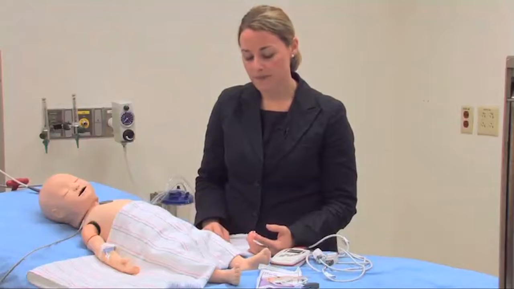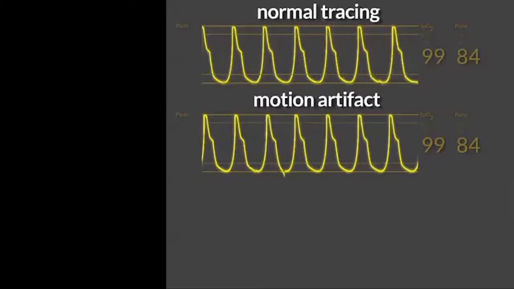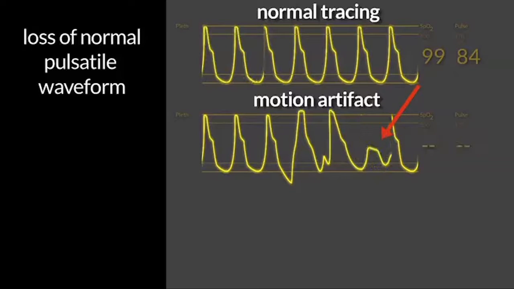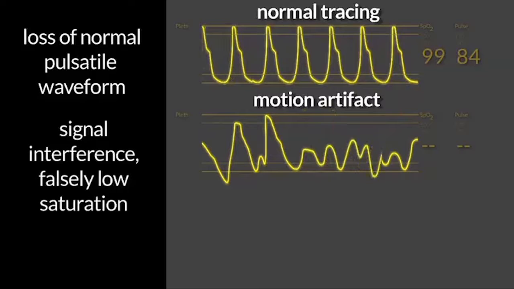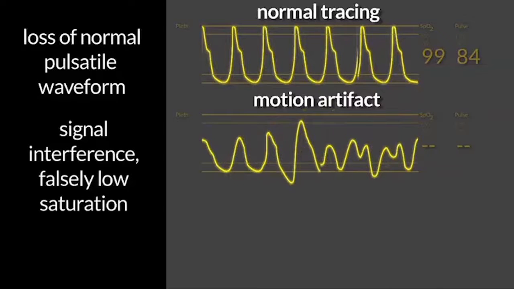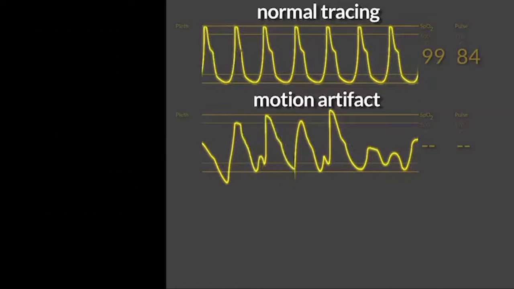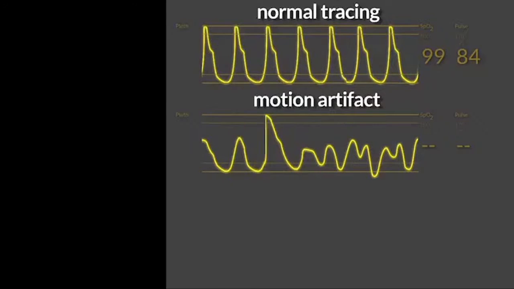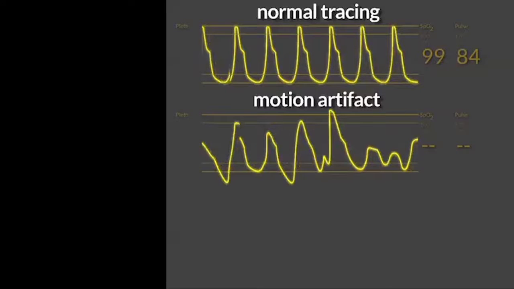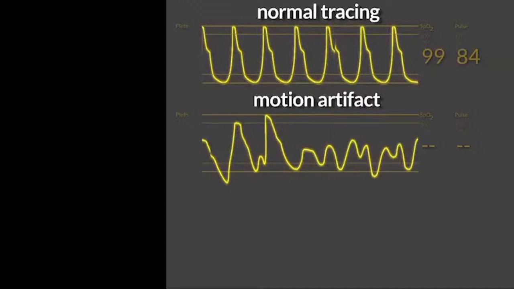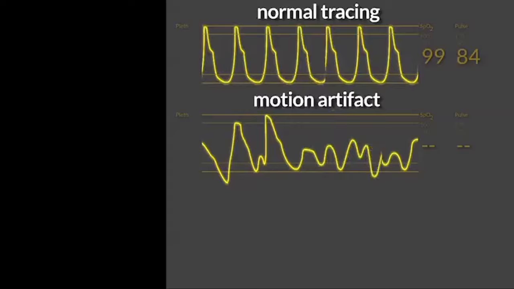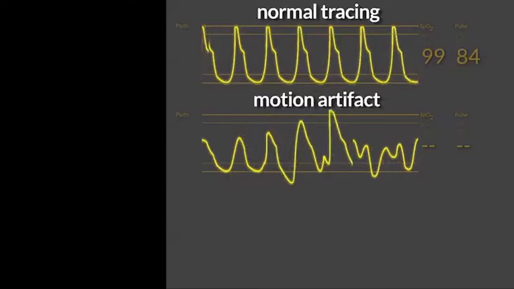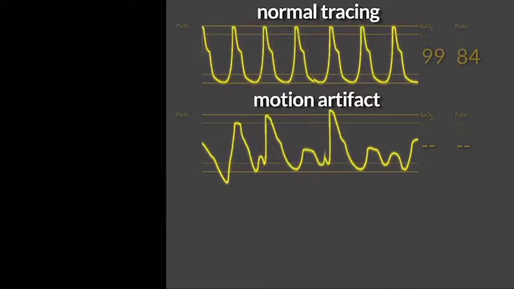number is accurate. For instance, if I move my finger around, you see that you lose the normal pulsatile waveform. This can interfere with your signal and can sometimes give a falsely low reading. So if a patient is crying, screaming, kicking, moving around, you may not have an accurate waveform, and then you may not have an accurate pulse oximetry tracing, which will give you a falsely low oxygen saturation level.